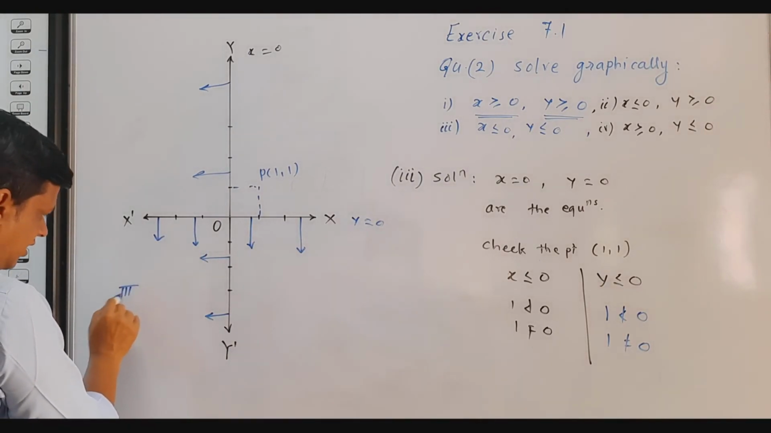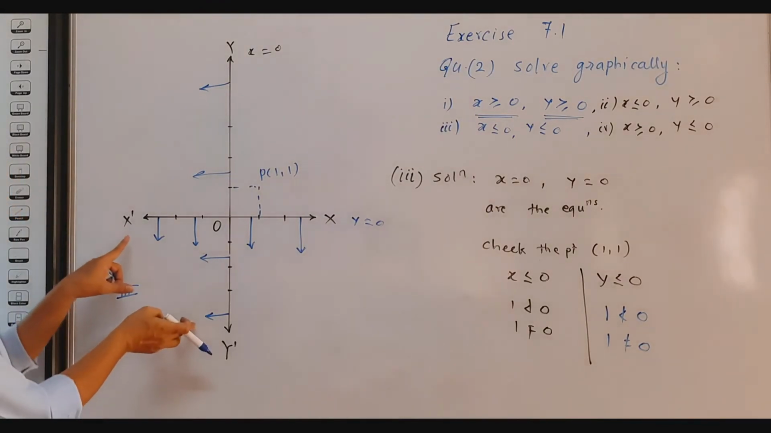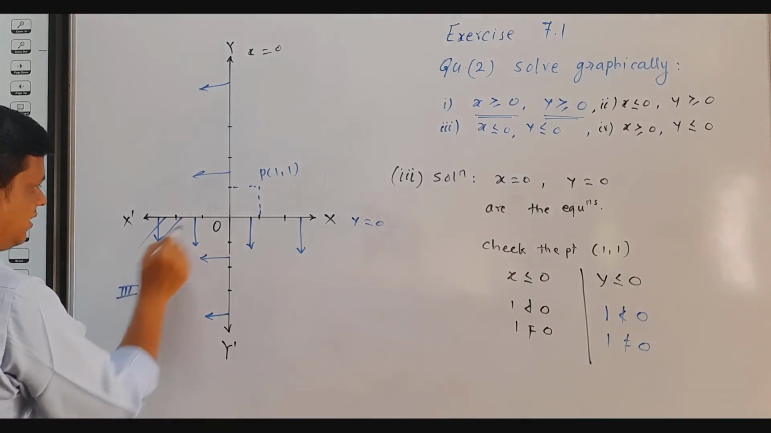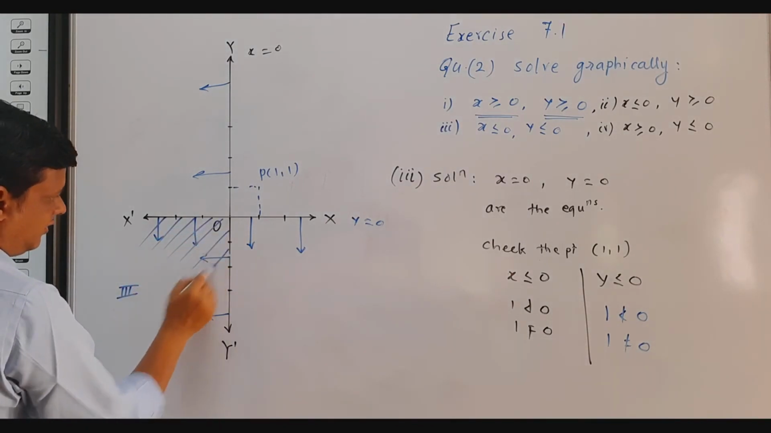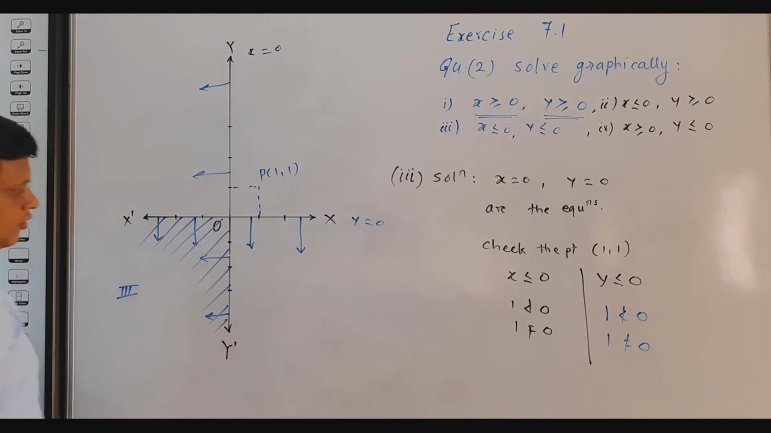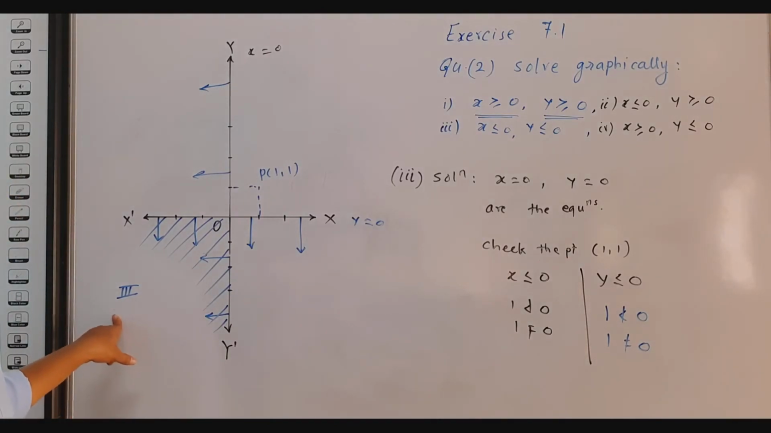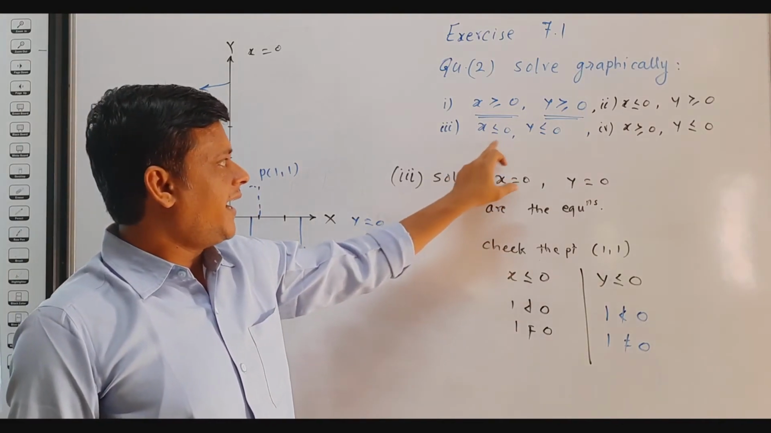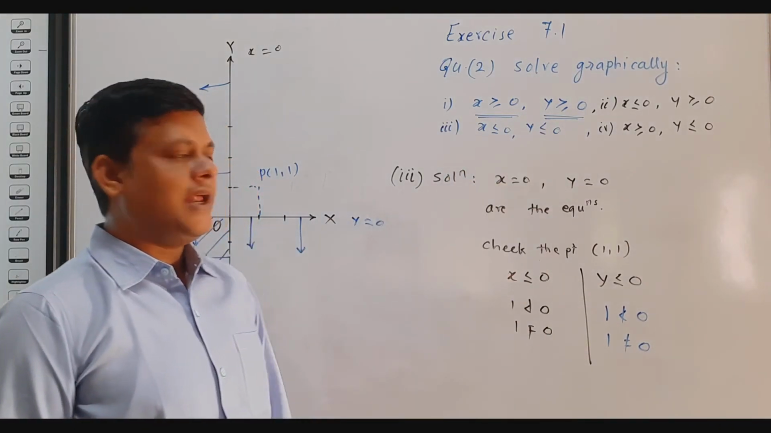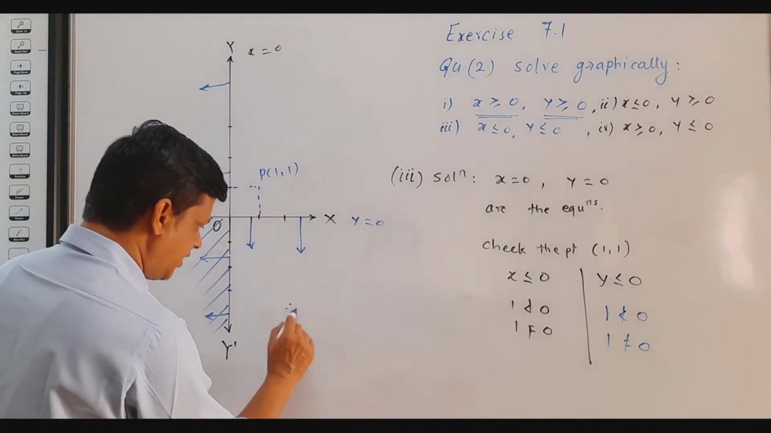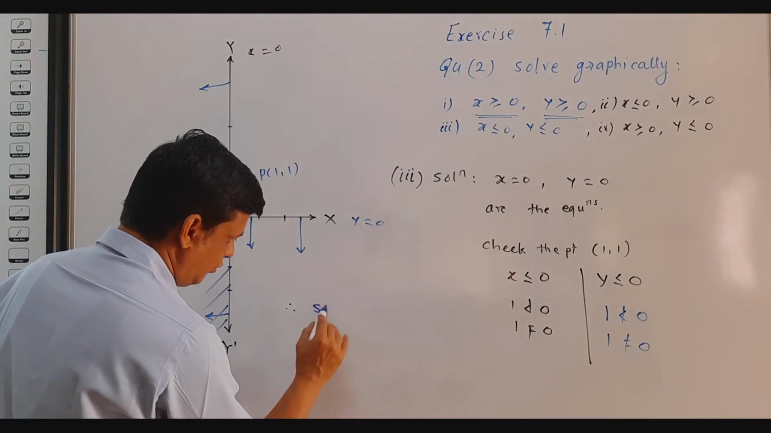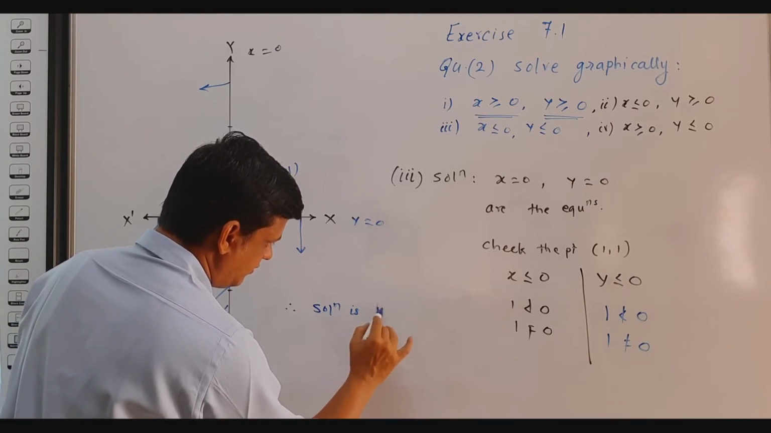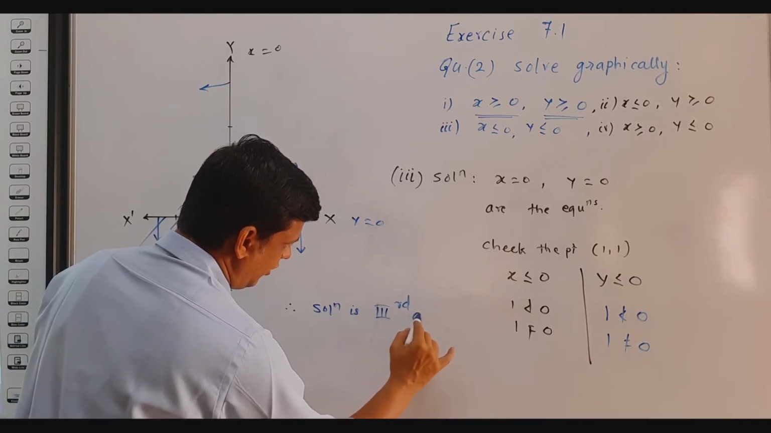Now in this third quadrant we get the common solution. So we shaded the third quadrant. So this third quadrant is the graphical solution for these two inequalities, x less or equal to 0, y less or equal to 0. Therefore, solution is third quadrant.